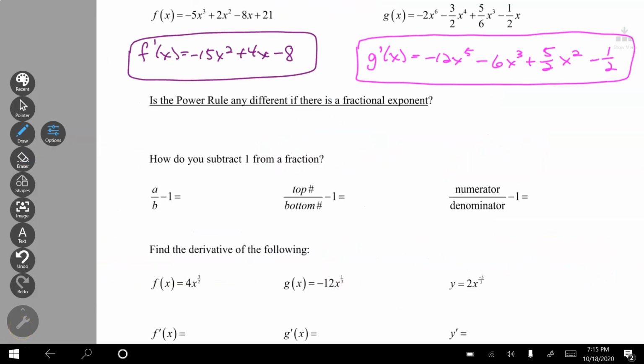Is the power rule any different when we have fractional exponents? And the answer is no. You just know how to deal with fractions. You better get used to it. You're going to have a lot of fractions the rest of this unit.